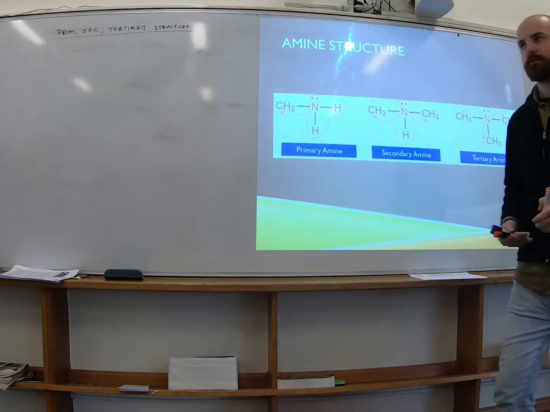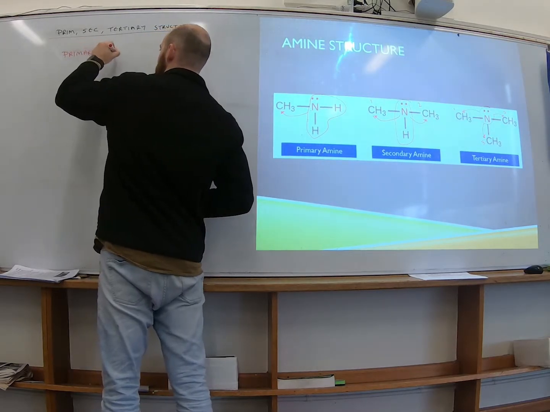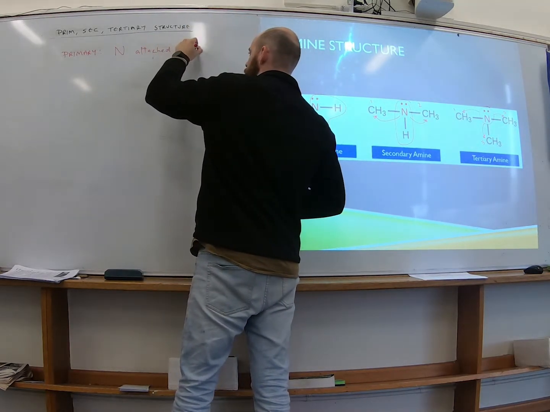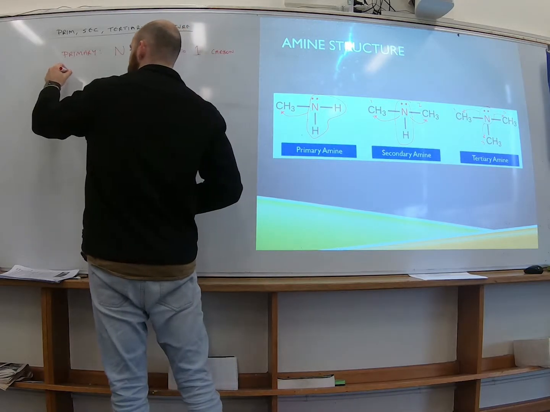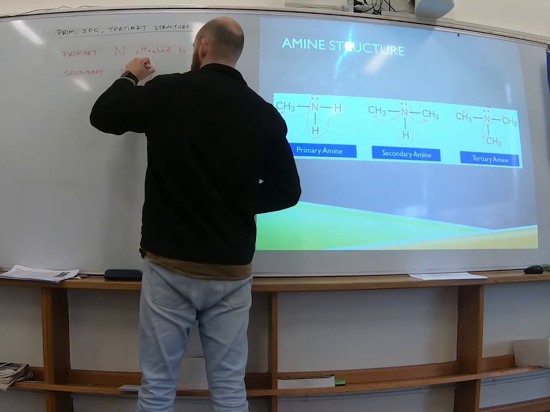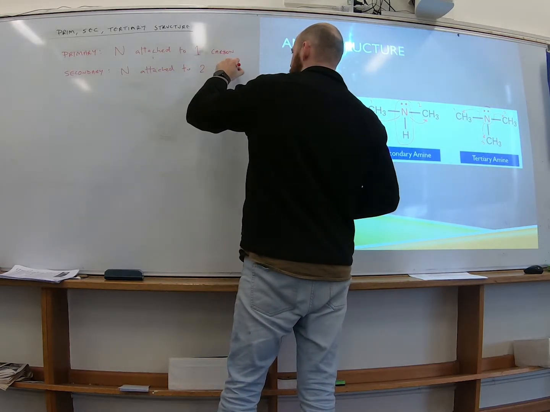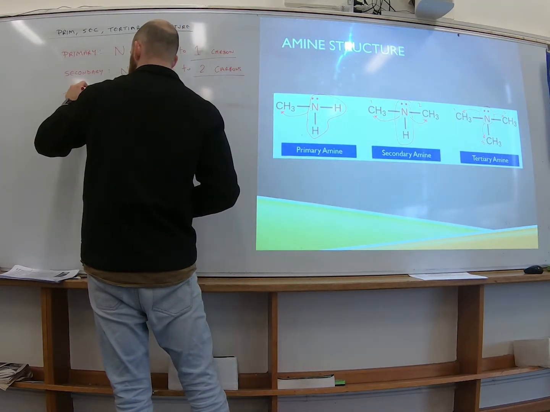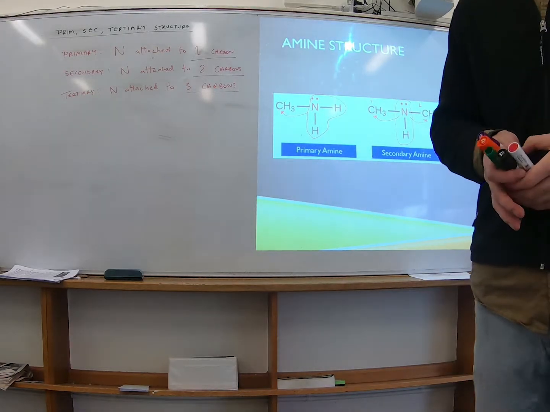So if we wanted to write a quick definition, primary: our nitrogen is attached to 1 carbon, secondary: nitrogen attached to 2 carbons, tertiary: nitrogen attached to 3 carbons. Make sense? Pretty straightforward.